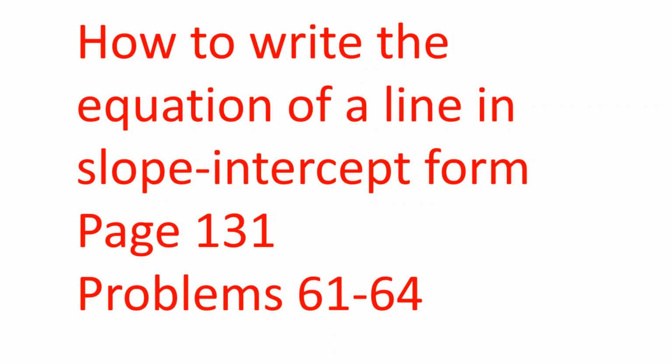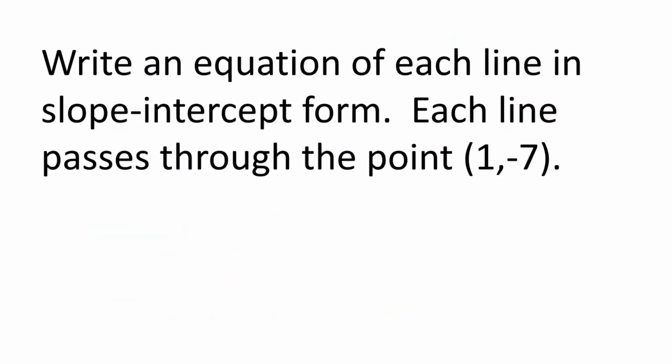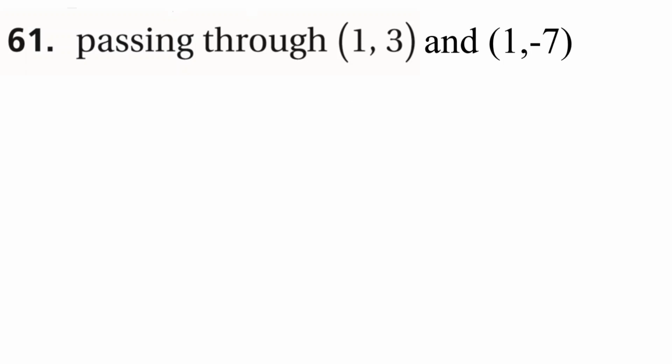These problems are found on page 131, problems 61 through 64. The problems ask you to write an equation of each line in slope-intercept form. It says each line passes through the point (1, -7). In this problem, we're actually given 2 points that we're going to use to write our equation.